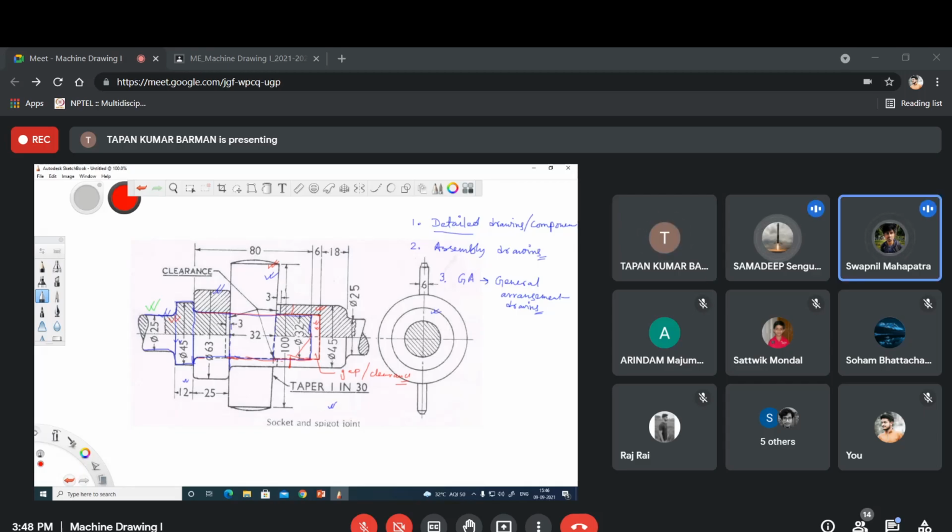Sir, so there will be a socket and then there will be the spigot that will be inserted, and then from over the top the cotter will be inserted. Yes.